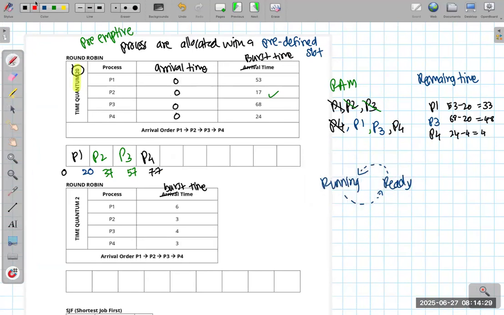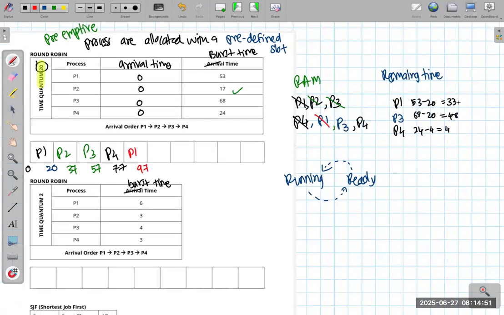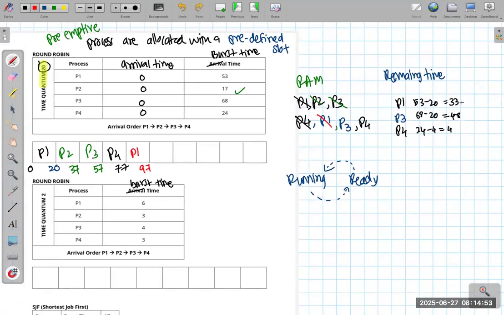Now, the first round is finished. In the first round, we identified that P2 has completed its process. And then in the second round, we have P1, P3, and P4. We will take P1 again. Again, he will be given 20: 77, 87, 97. So again 20 is given, he will become 13. Then again, he will be taken to the RAM.